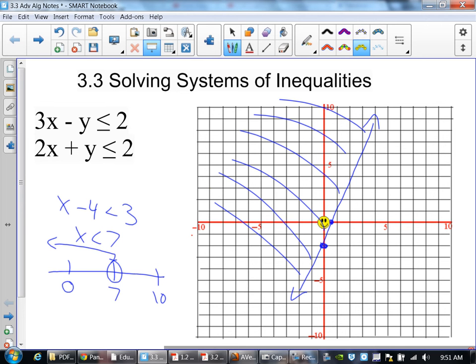Now I do the exact same thing with the other graph. On the other graph, I have a y-intercept of 2, positive 2, very good, and an x-intercept of 1. Guys, do cover and solve. Is it going to be a solid or a dotted line between those two? Solid.